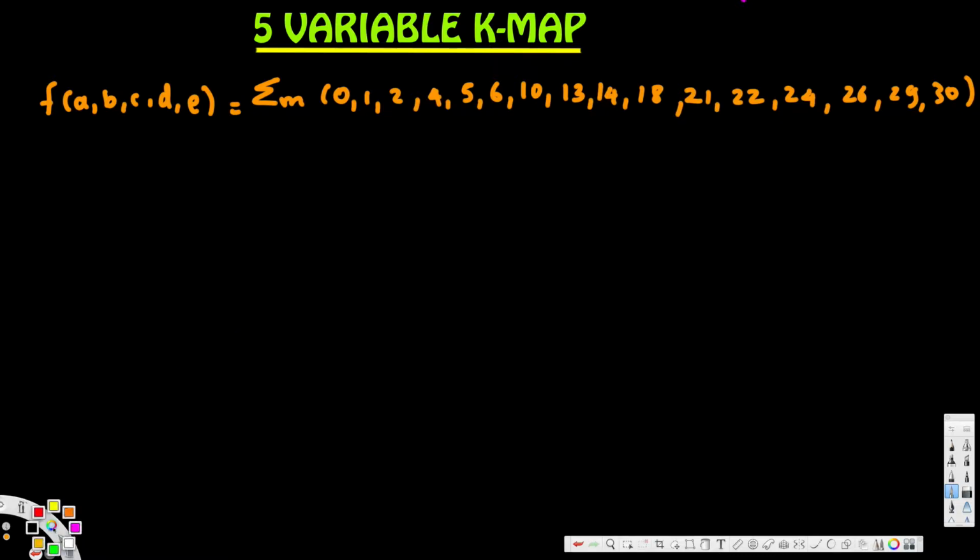Now let's go ahead and draw the k-map for this one. But there's no 5 variable k-map. So what we have to do is, we have to draw 4 variable k-map 2 times. So that's what I'm going to do right here. Let's go ahead and draw that one.